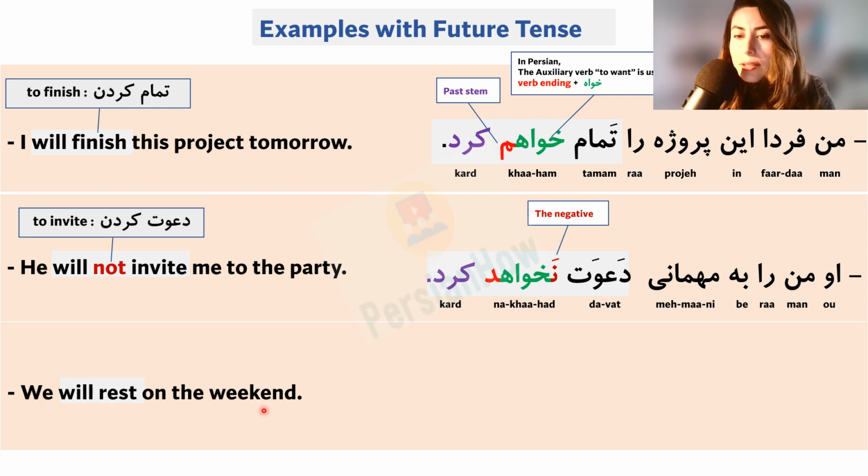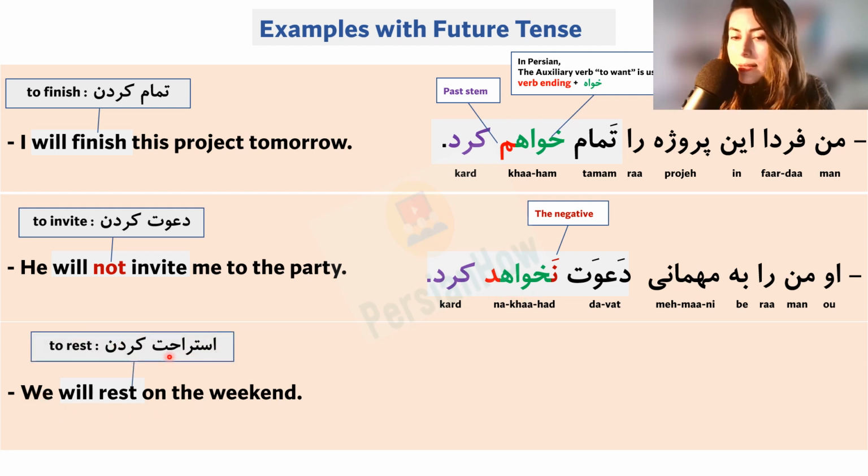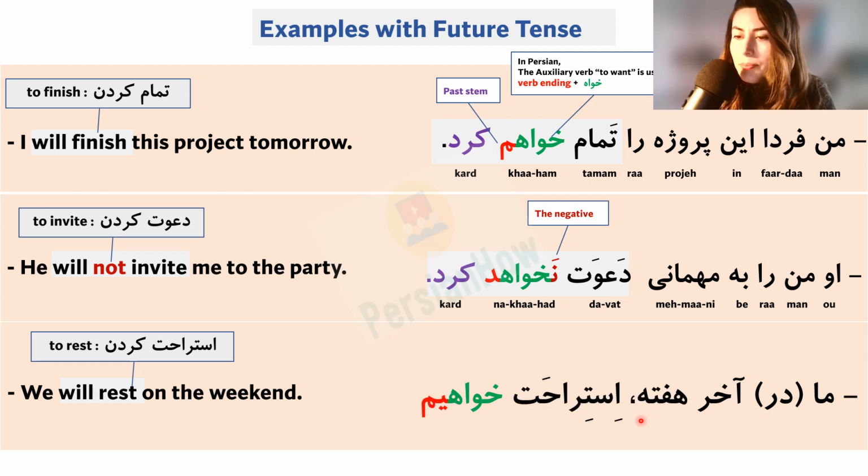Next, we will rest on the weekend. To rest is استراحت کردن. So all these three verbs are compound verbs. I used compound verbs because simple verbs are easy. Compound verbs, students usually need more practice with those. ما در آخر هفته استراحت خواهیم کرد. در is in a bracket because it's optional. We can also say ما آخر هفته استراحت خواهیم کرد.